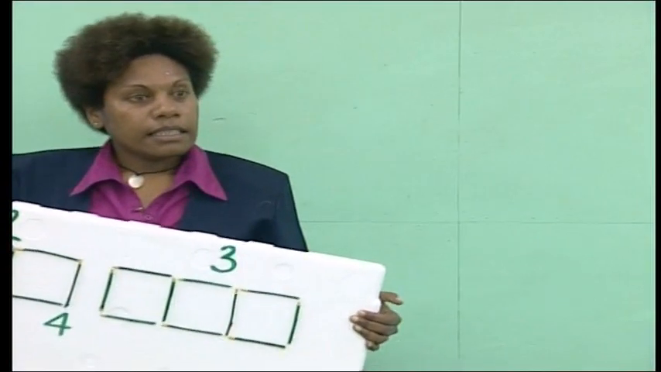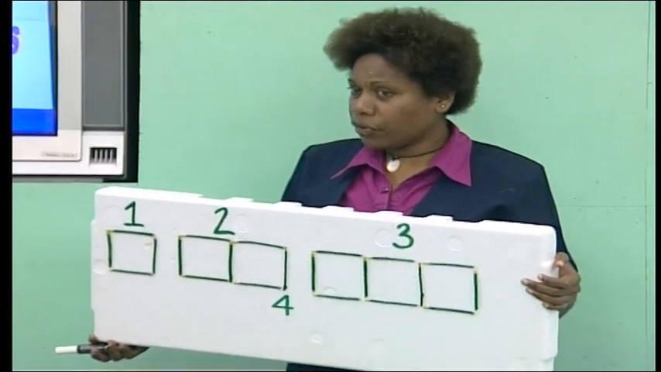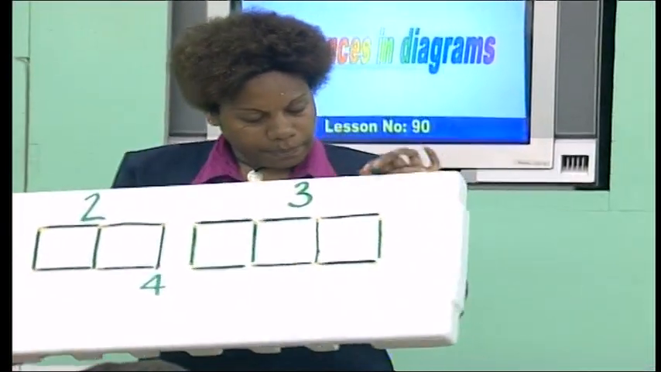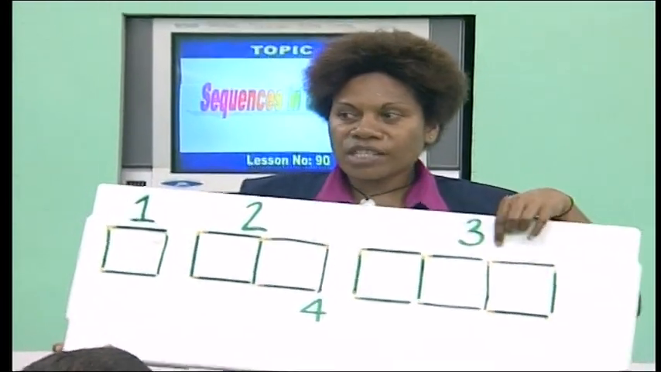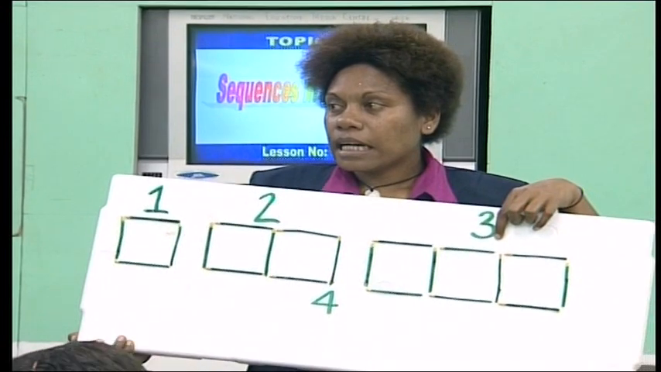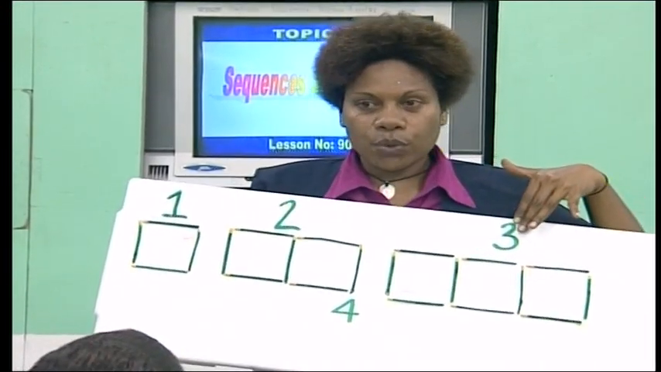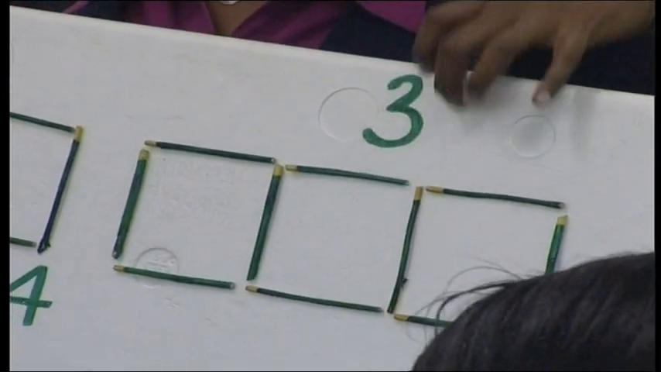Now, how did you get 13? 10 plus 3. That's what Ruthie said. Is she correct? Yes. Okay. So here, pattern 3 has how many squares? It has 3 squares. And how many sticks make up those 3 squares? There are 10 sticks that make up the 3 squares.